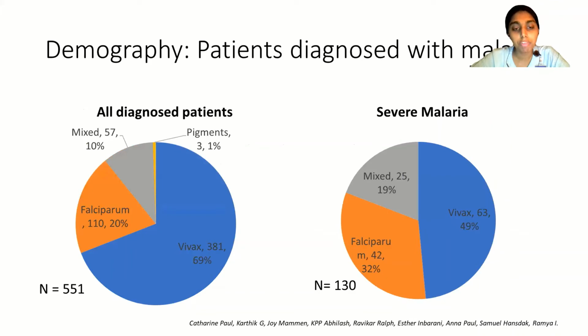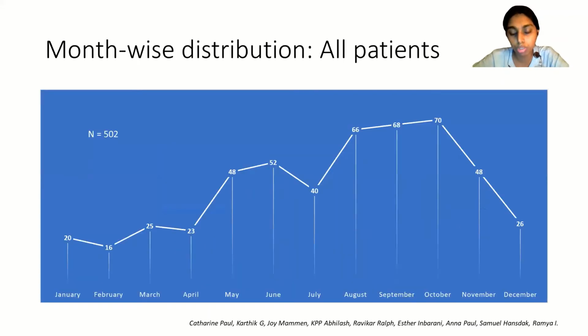Vivax was the commonest type of malaria, contributing to 69% of all patients diagnosed, and of all those who were admitted into hospital with severe malaria, a substantial number of patients had only demonstrable Vivax parasite in peripheral blood, and that was 49%. Looking at the month-wise distribution, we see that there was a small increase in the number of cases in the months of August, September, and October after the monsoon.